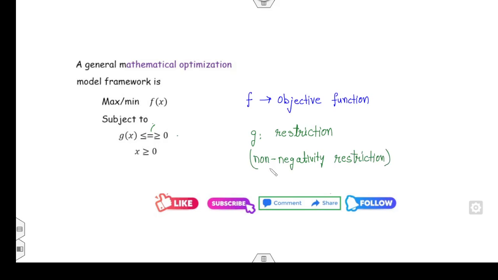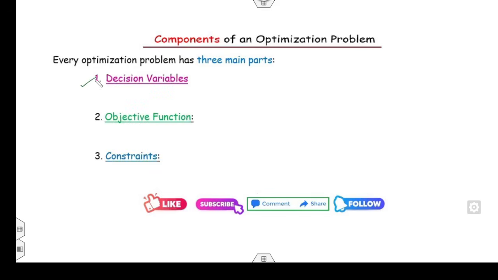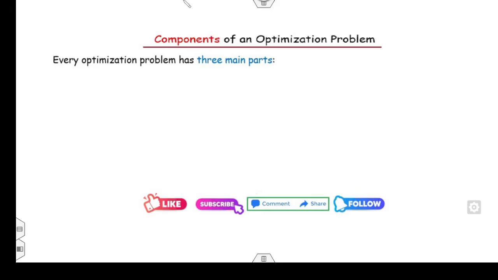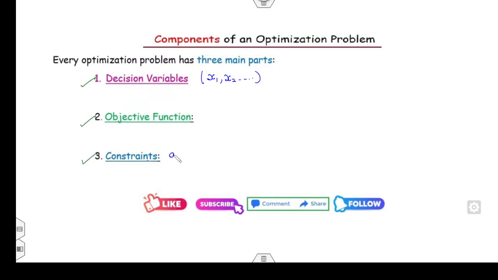Always remember students, whenever your target is to solve an optimization problem, you have three major components. The three major components for any optimization technique are the decision variables, objective function, and the constraints. Decision variable means the values of x1, x2, x3, that is the required target. Objective function is called f(x) and the constraint is called g.